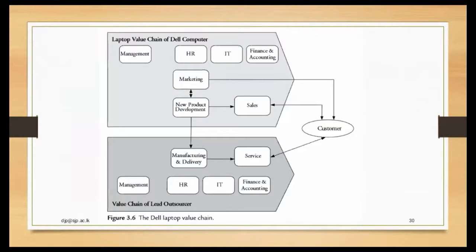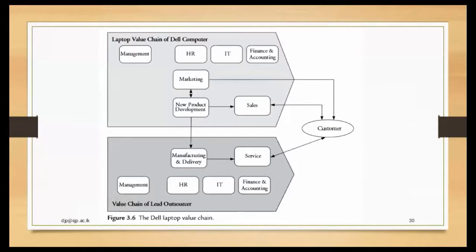So here in this diagram, the laptop value chain of Dell computer, right? What are the primary activities? Marketing, product development, and sales, right? Supportive activities: management, HR, IT, finance, and accounting, right? So they mainly do new product development and marketing, and then sales related activities to the customer.